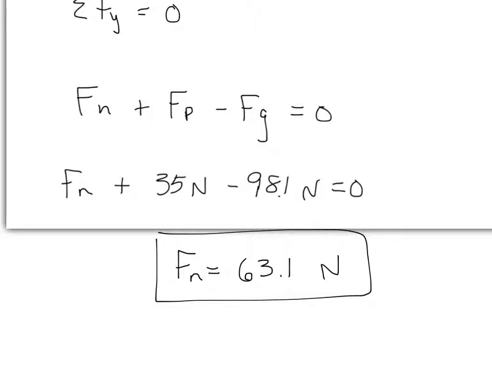Now, why is the normal force less than weight? Because you're helping on the object a little bit. You're giving it 35 newtons. The normal force is giving it 63.1 newtons, and as a result, that's equal to the weight of the object.